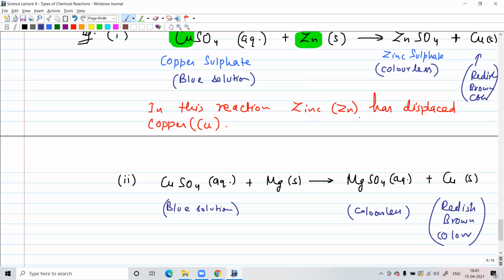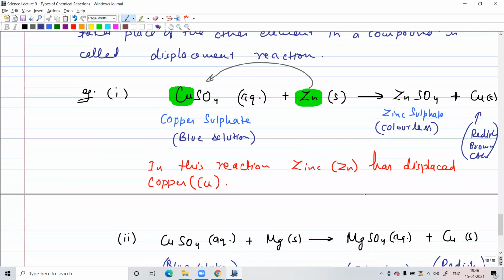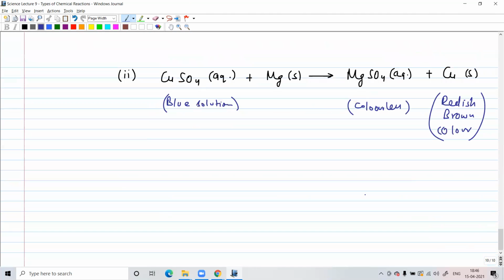Okay, so we changed blue solution to colorless. Let's use some different metal this time. We tried with zinc, we tried with magnesium. Let's take the same copper sulfate, but with iron this time, and see what happens. So CuSO4. Of course, it is blue in color, and this time we'll take iron. Tell me what will happen. What will be the products?